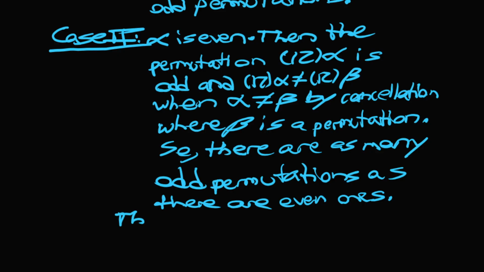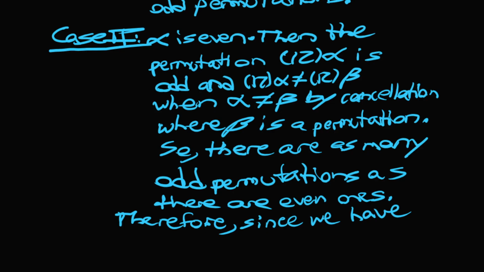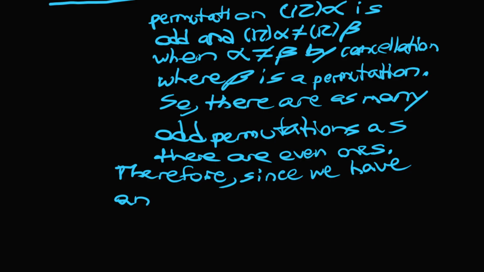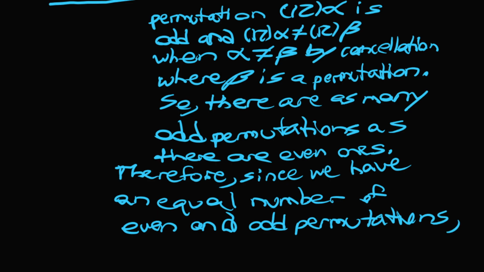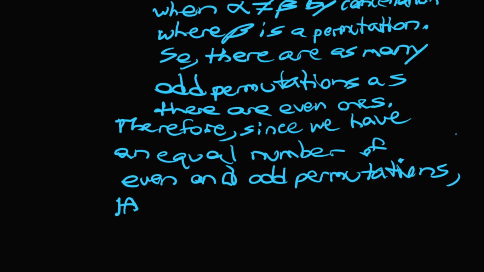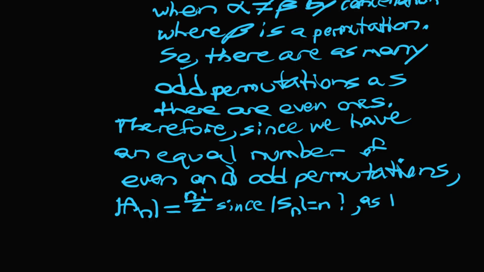So therefore, since we have an equal number of even and odd permutations, the order of A of n equals n factorial over 2, since the order of Sn equals n factorial, as desired.